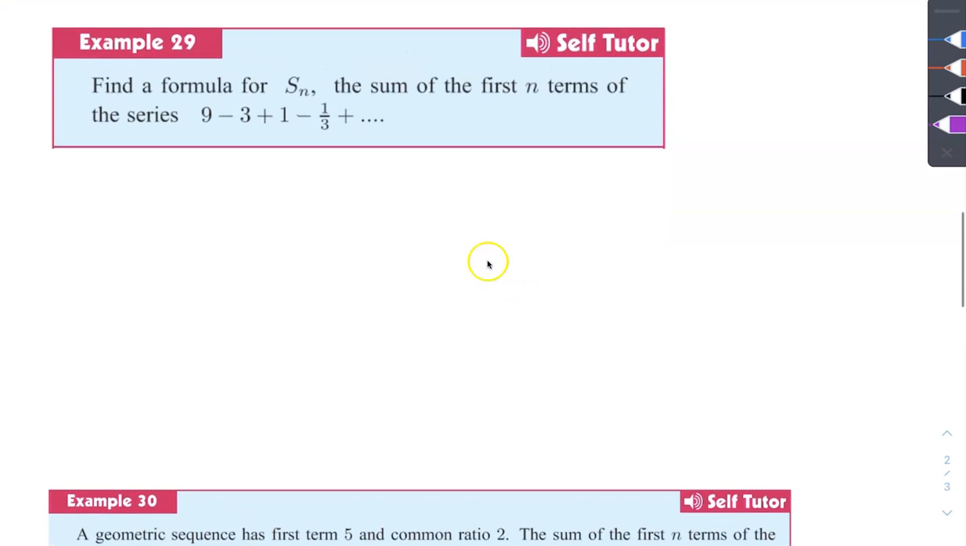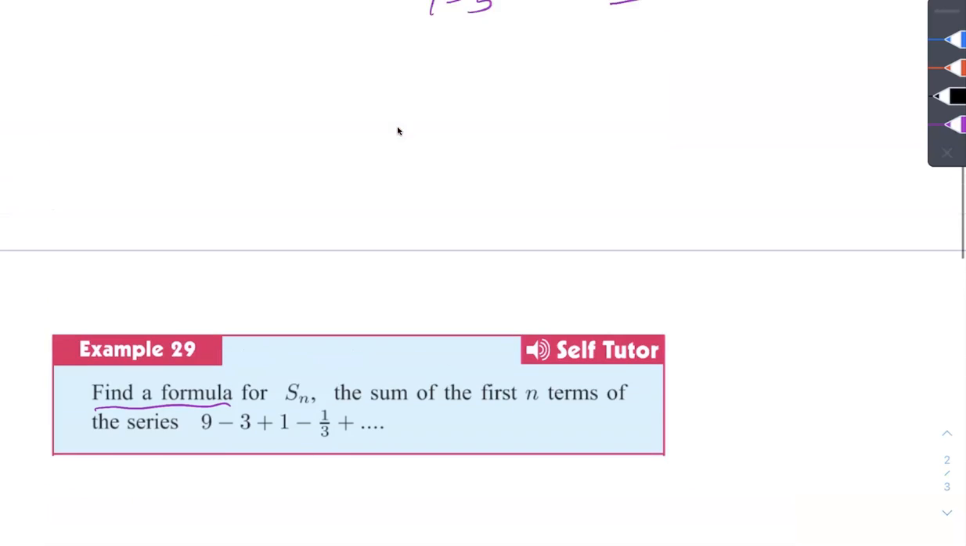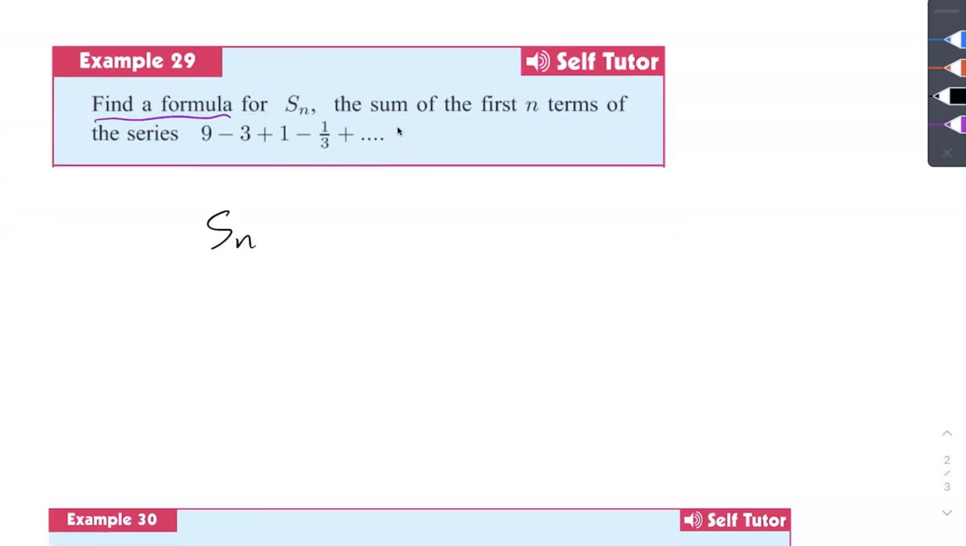Second one, find a formula for Sn, the sum of the first n terms of a series, given this. So we want to find a formula. What does that mean? That means in our general formula here, Sn equals U1 times 1 minus r to the n over 1 minus r, we're not going to substitute in for n, right? If we want a formula, we leave n alone. So we're just going to plug in for r and for U1.